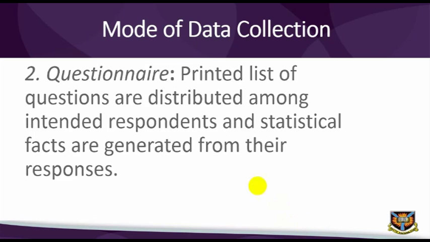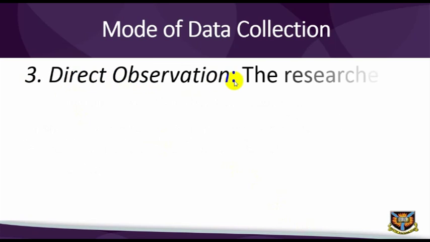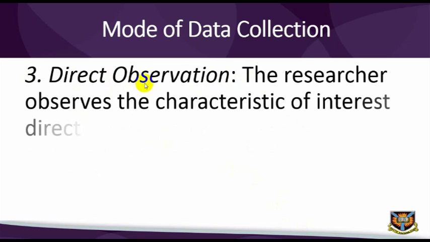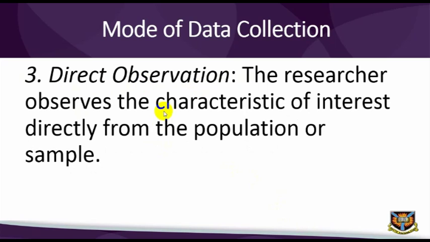3. Direct observation. In this method of data collection, the researcher observes the characteristics of interest directly from the population or sample. The population may consist of a set of inanimate objects or a laboratory experiment, or when the desired variable can be measured without soliciting response from the respondent.